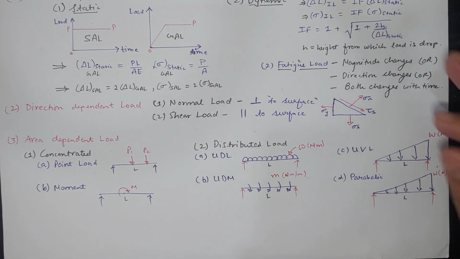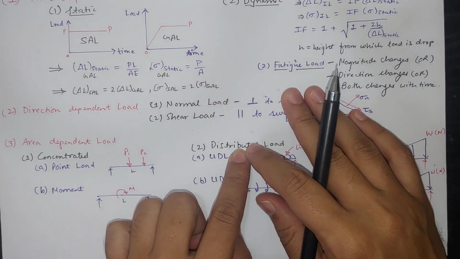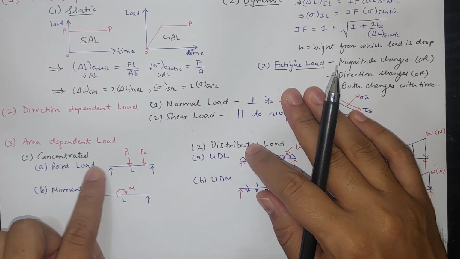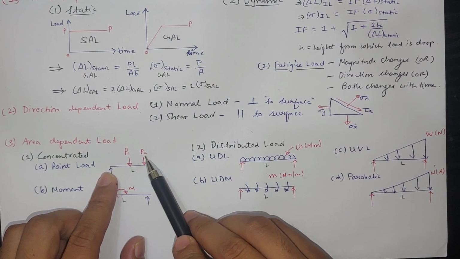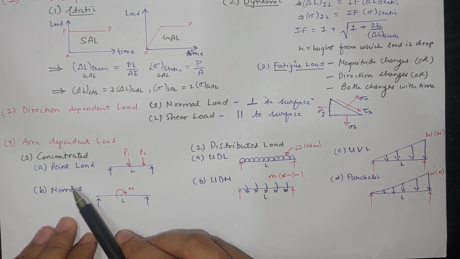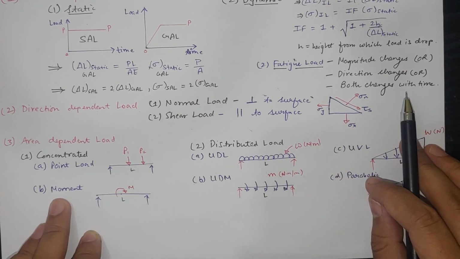And the other category is area dependent. In area dependent we have two categories, concentrated load or distributed load. In concentrated load, we have point loads at certain points. Let's say this is a simply supported beam, and here there are 2 points where load is acting, so it is a point load. This is a concentrated moment, where a moment is acting at some point, so these are concentrated loads.